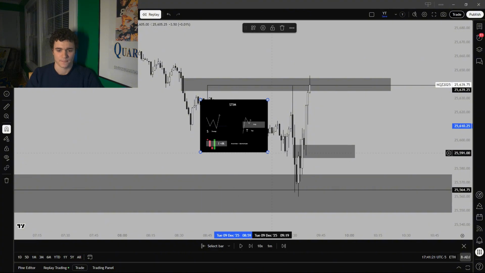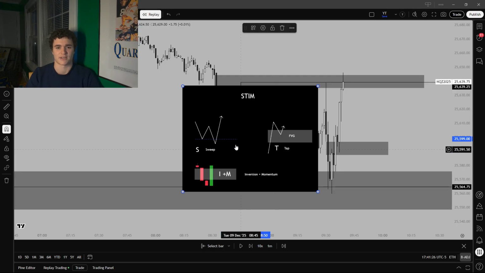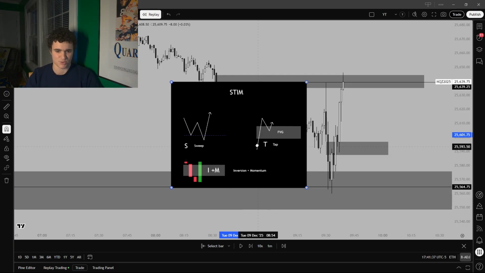Like I said, this 4-step trading model is very useful, very helpful, it's like your ticket to your destination, but you need to have a destination in mind, clearly planned out in the first place before you even think about using this trading model, in my opinion, right? So that's it: sweep, tap, inversion, momentum.